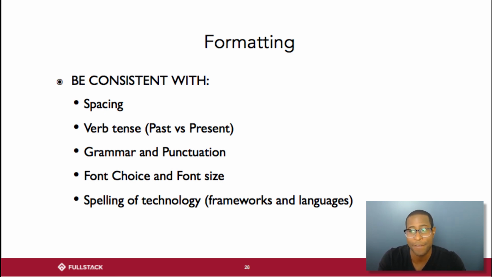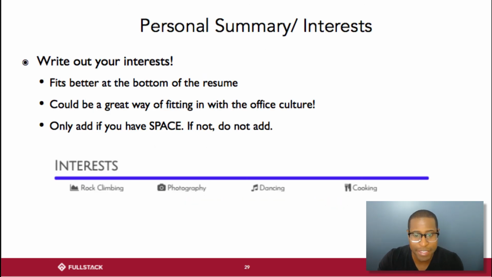It's one of those things, very nuanced, but kind of shows me that you're able to pay clear attention to instructions and have some kind of detail orientation. Also be consistent in your font choice and font size, and then the spelling of technology and frameworks is very important because those things can change so easily.